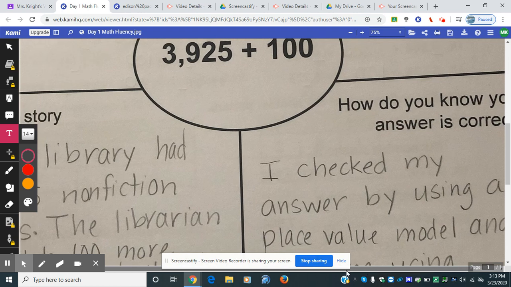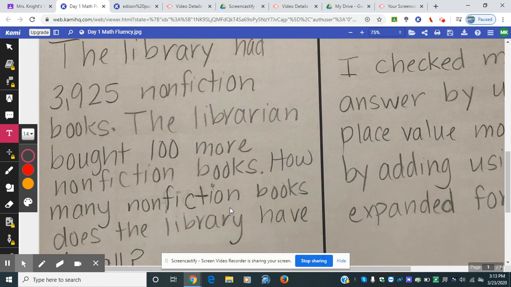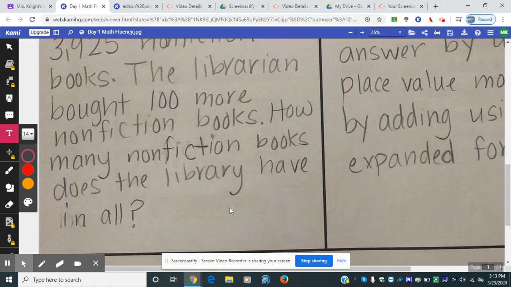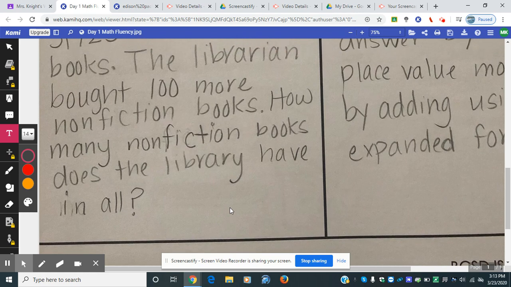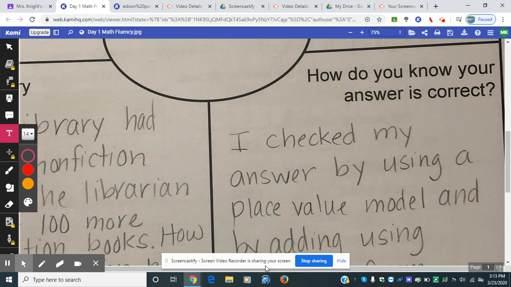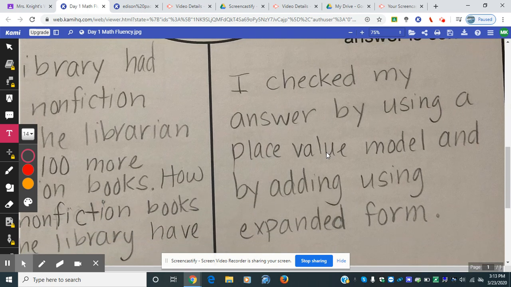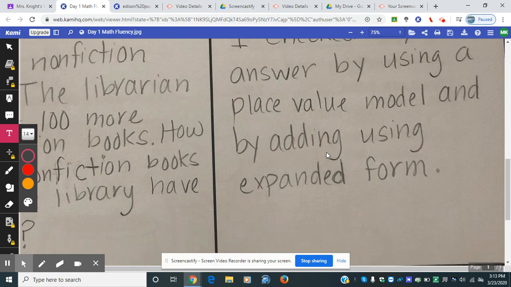Her other square was write a story, and she chose this story. The library had 3,925 nonfiction books. The librarian bought 100 more nonfiction books. How many nonfiction books does the library have in all? That's her story. And over here, how do you know your answer is correct? And here's what she wrote. I checked my answer by using a place value model and by adding using expanded form.